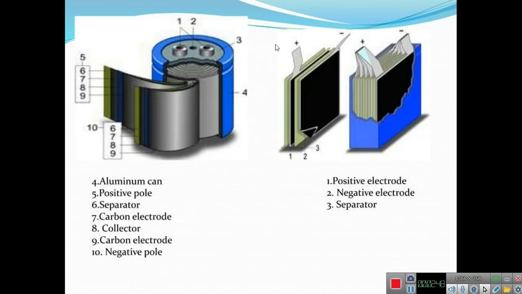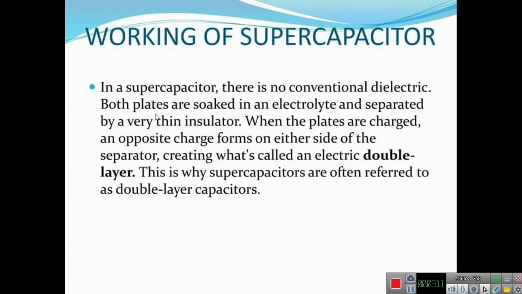So this is the construction of a supercapacitor. This is the positive electrode and this is the negative electrode, and this black window is a separator, and this is the aluminum can which covers the supercapacitor. And we have the positive pole, separator and carbon electrode collector, again a carbon electrode and a negative pole.